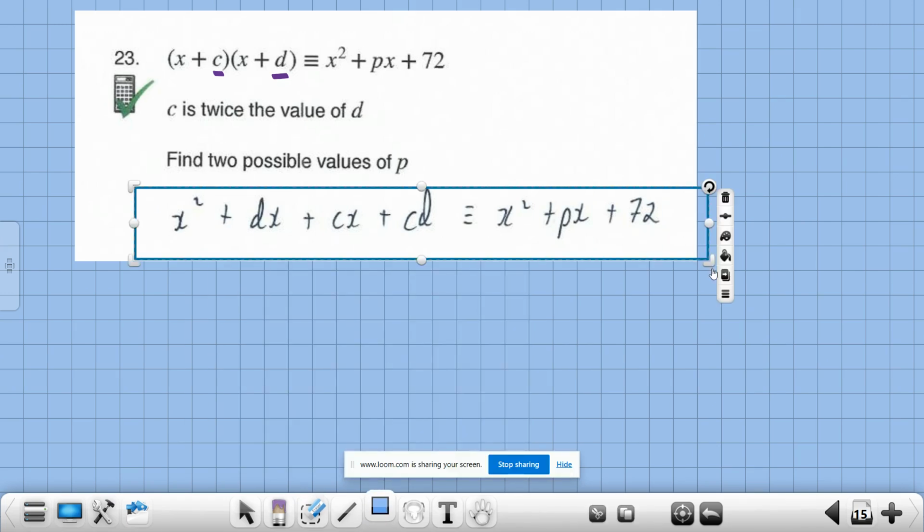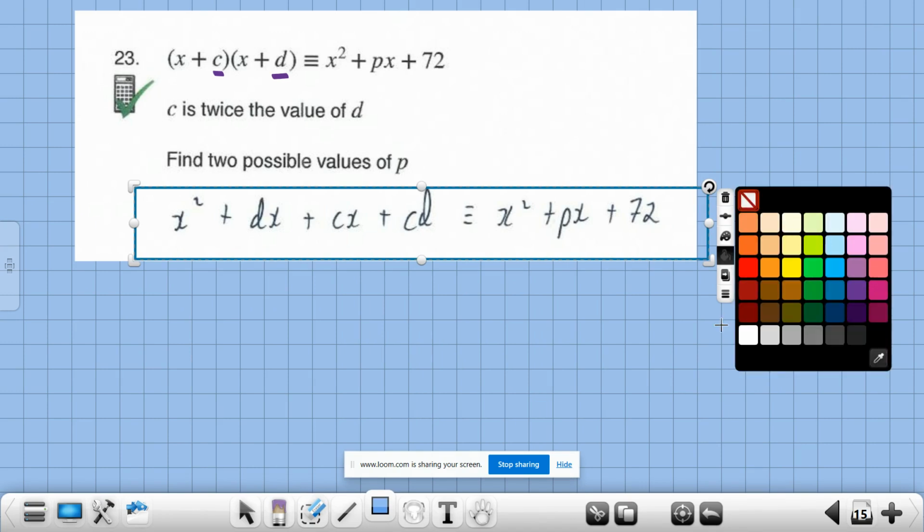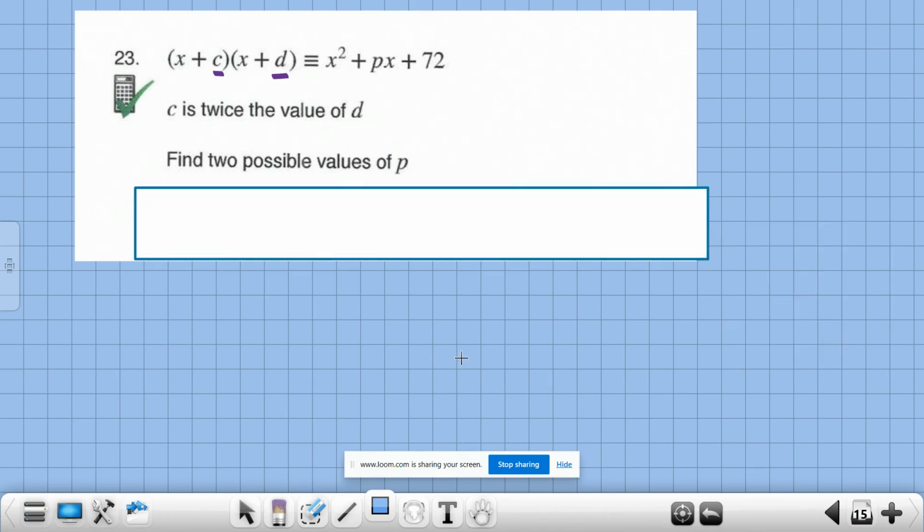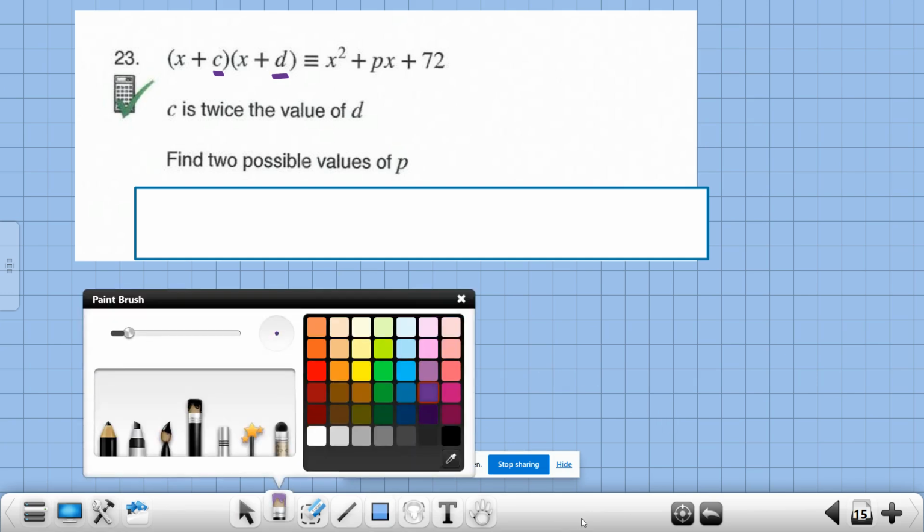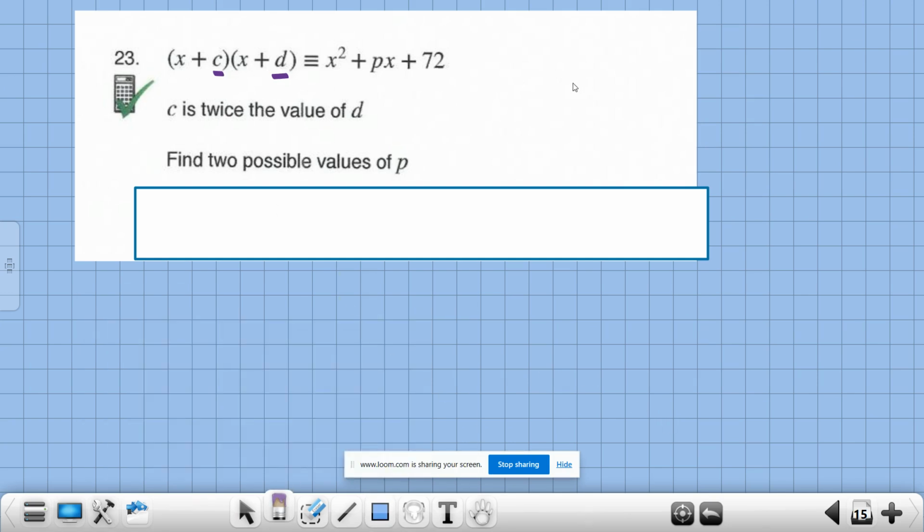Let's get rid of that, so we've got a bit more room. Okay. The first thing we need to do, we don't like having two unknowns. We know that c times d is going to equal 72, but that's not terribly helpful to us. So this information must be helpful. Even if you're not sure where to go, they're telling you that for a reason.